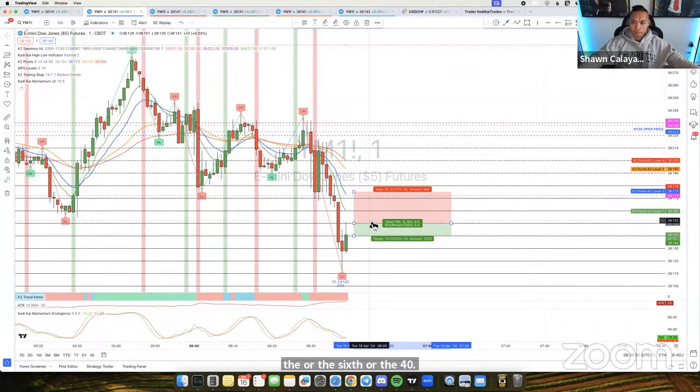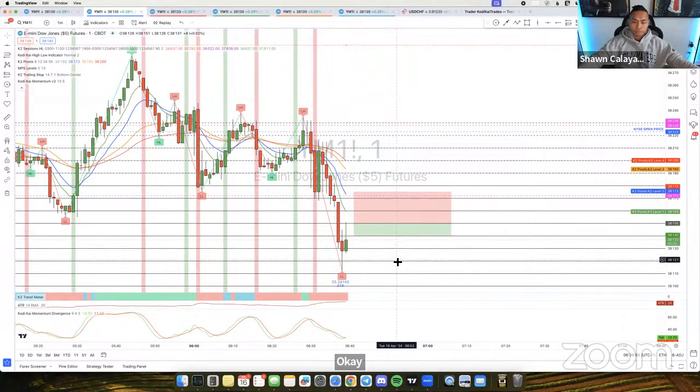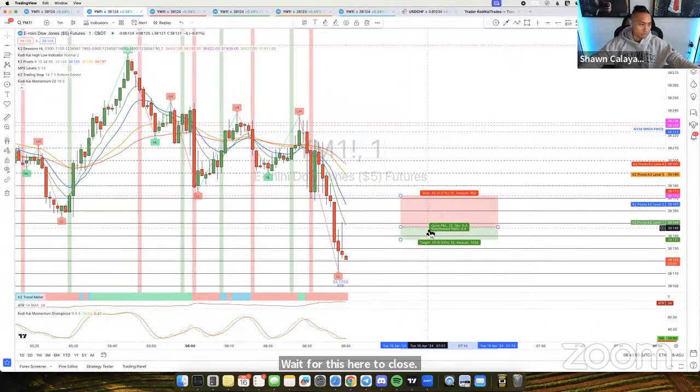Possibly at the 50, it's looking like. Or not. I mean, the candles are spiking around pretty quickly. Wait for this here to close. And again, it's not looking like it's going to close. All right, so this is really tricky right now, how the candles are currently moving.